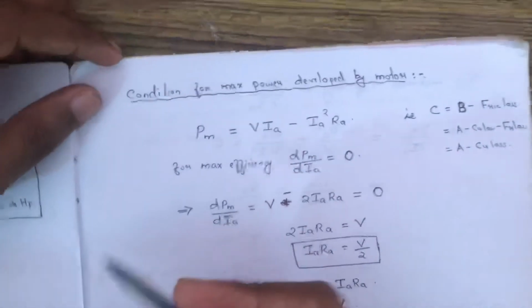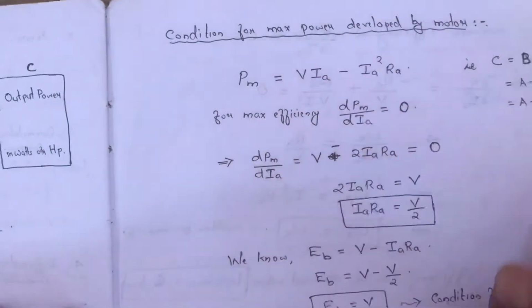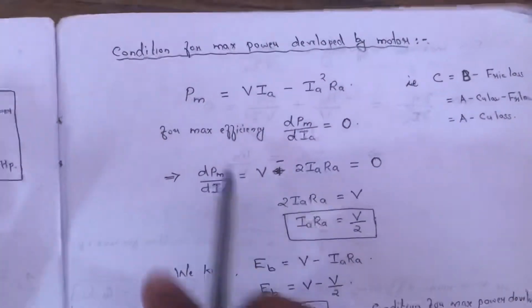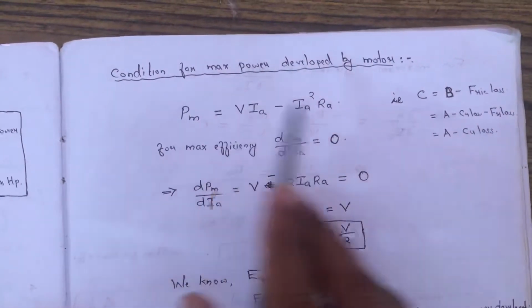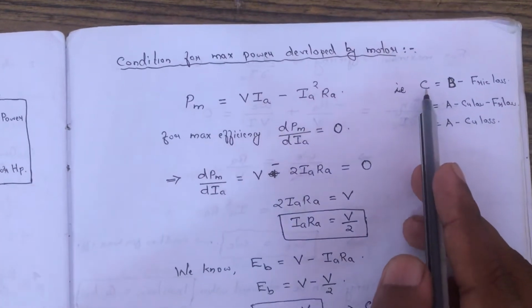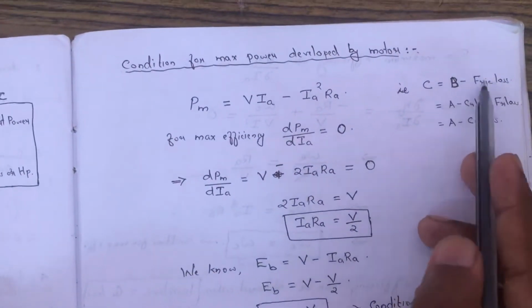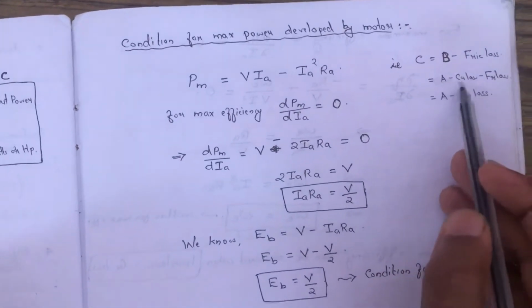So let us see the next topic, that is the condition for maximum power developed by a motor. We have seen, in the last topic, that stage C is equal to B minus frictional and windage losses, and stage B is equal to A minus copper loss.